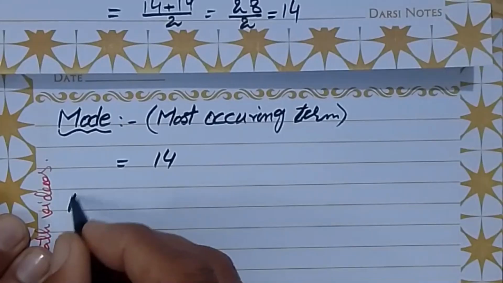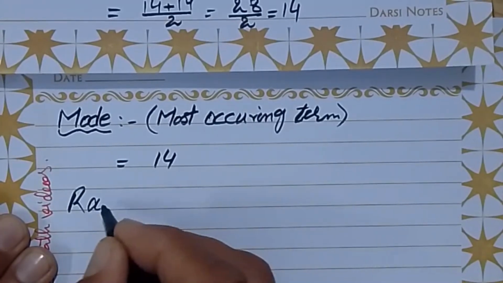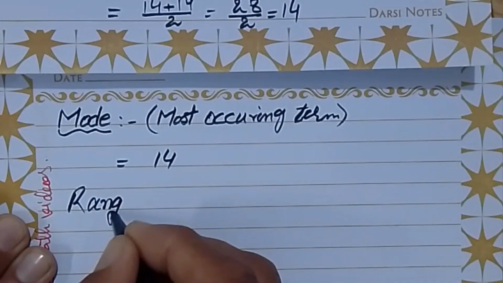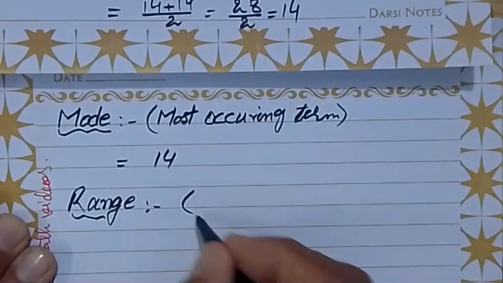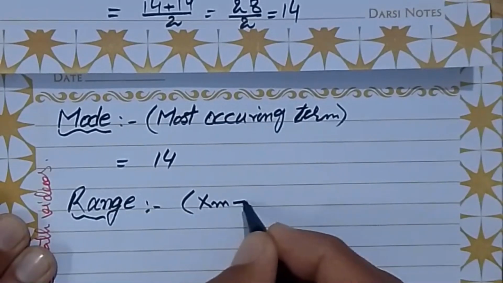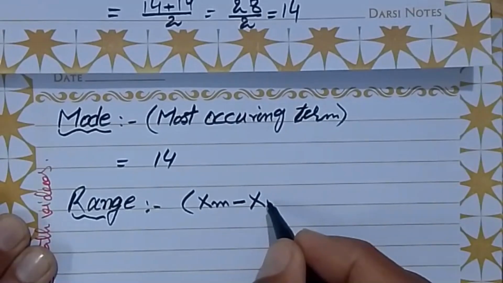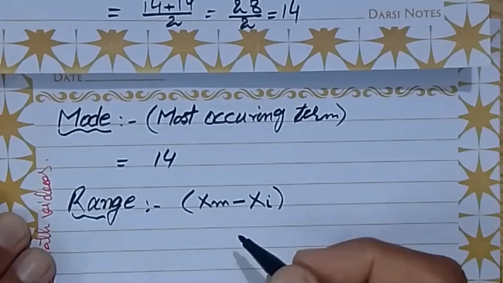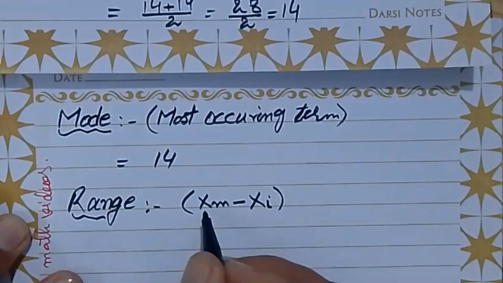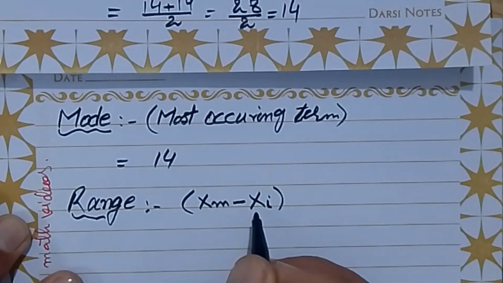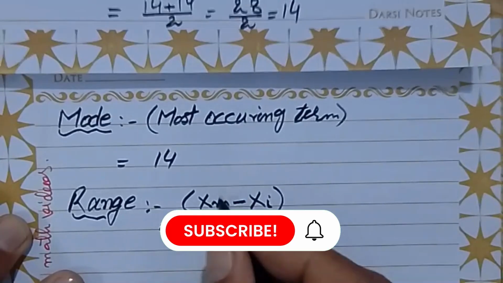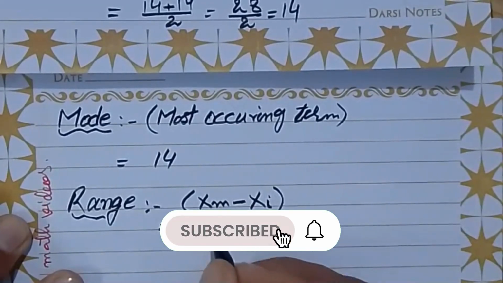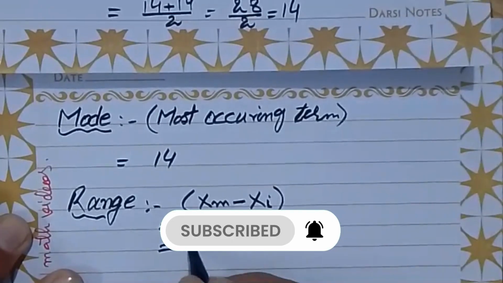Now range is equal to x m minus x 1, that is, the greatest maximum term and the smallest term. This is equal to 20 minus 5, which is equal to 15.